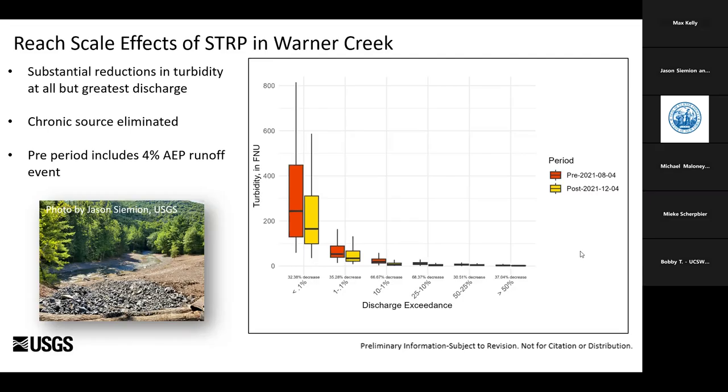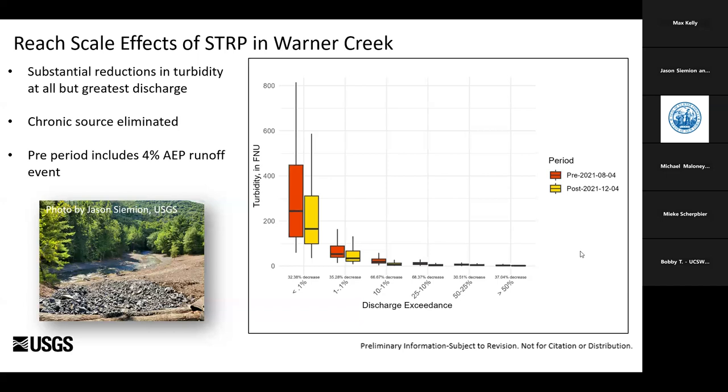These are the conditions that we really care about, because this is when the stream transports the most sediment. This is when turbidity production is at its greatest, and this is also the most likely period where local turbidity production will impact downstream water quality. Reductions here exceed approximately 30%.